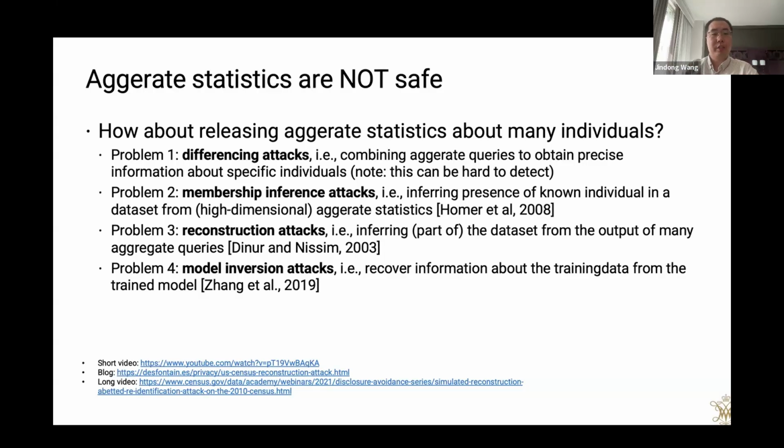Problem three is the reconstruction attack. Reconstruction attack means that you can infer parts of a dataset from the output of many aggregation queries. This is actually very interesting, and I'll show you an example later. Number four is the model inversion attack. You recover information according to the training data of the model. You may not know exactly what the training data is, but you can infer it.